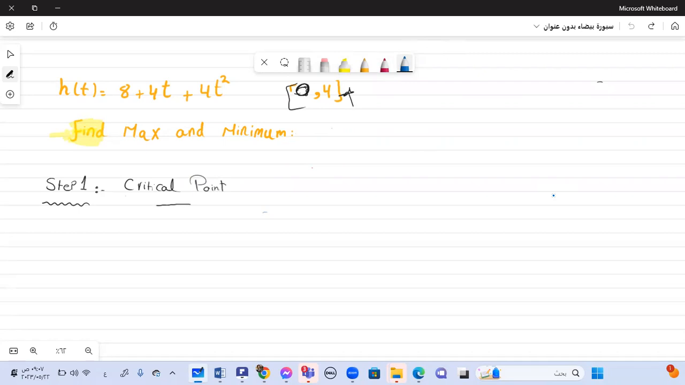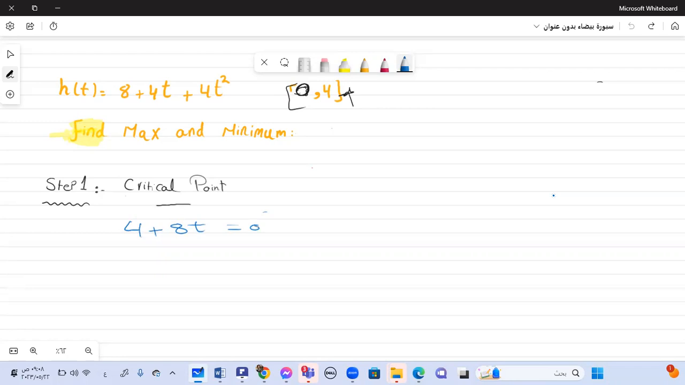What is the derivative of 8? 0. What is the derivative of t? 4. Plus what is the derivative of 4t²? 8t. So 4 + 8t equals 0. Okay? To solve this equation, it is just a regular linear equation.